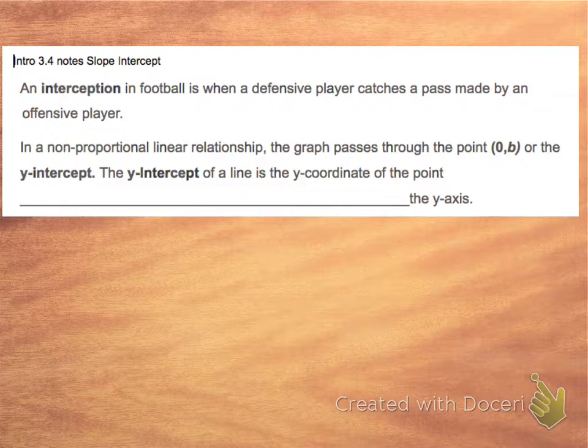algebra. So in a non-proportional linear relationship, so a line that doesn't go through the origin, the graph passes through the point (0, b) or the y-intercept. So the y-intercept of a line is the y-coordinate of the point where the line crosses the y-axis.